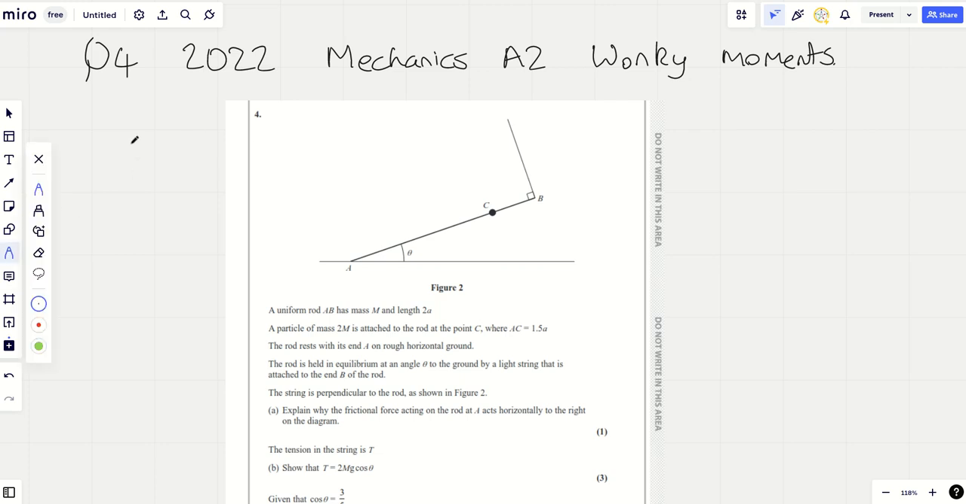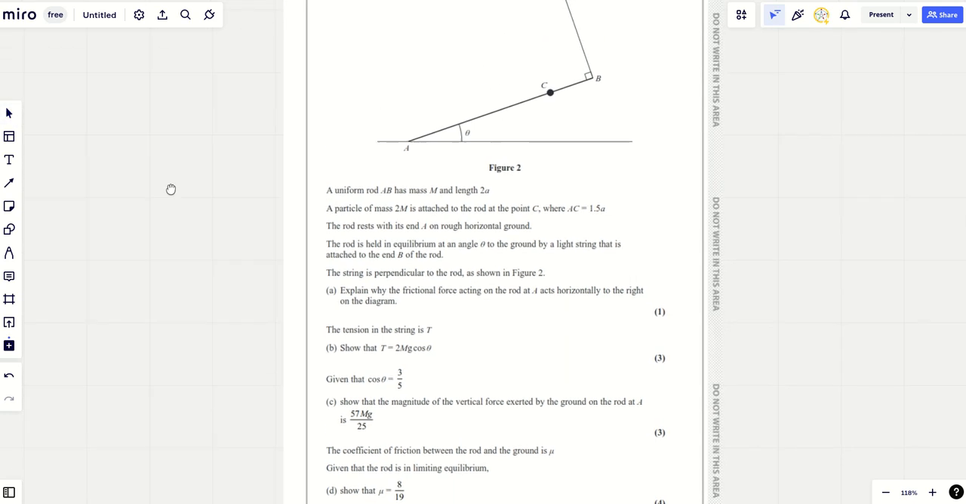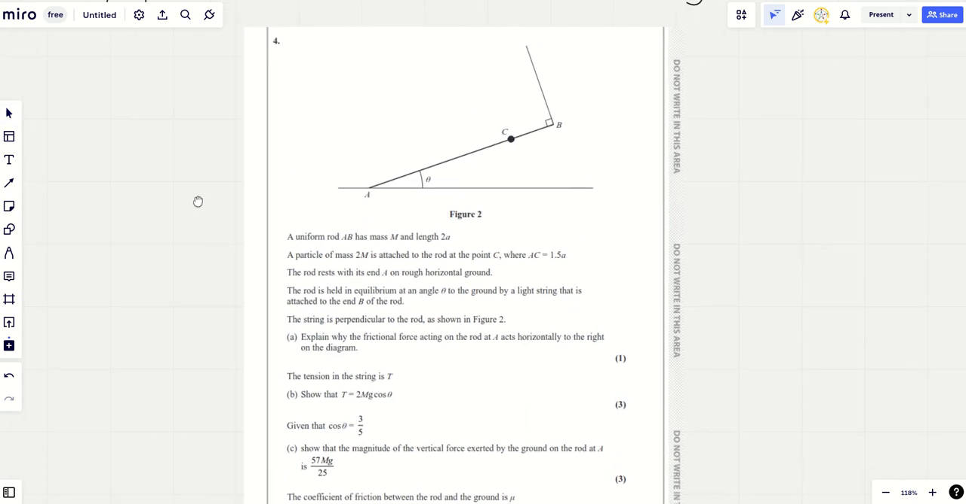Hello and welcome to question 4 from 2022 Mechanics A2, and it's a wonky moments question again. Now, straight away, just glancing at this, show that, show that, show that. That's kind of nice. At least you know if you've got it right or wrong. So let's get stuck in.